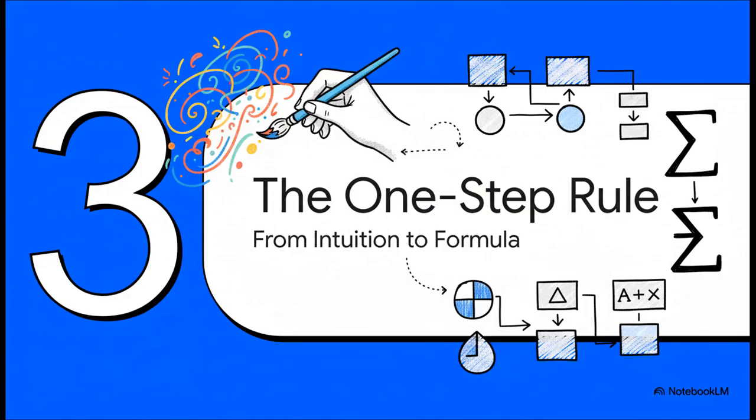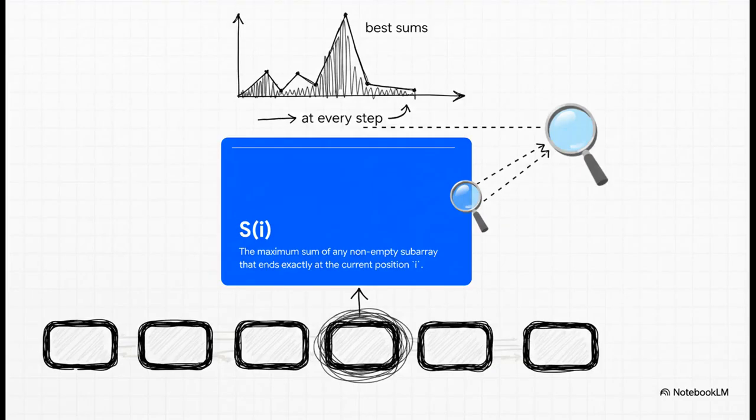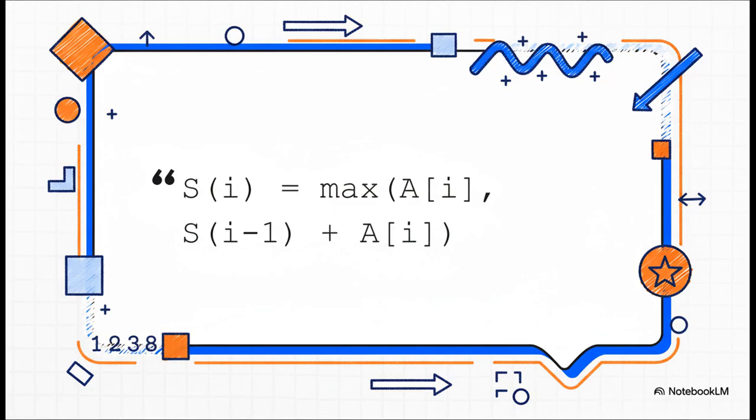So how does this painter's intuition, this gut feeling, turn into the elegant, formal rule that makes this algorithm so darn powerful? Let's go from that feeling to a formula. You see, to make this work, we only need to keep track of one key piece of info at every step. We'll call it S of I. Now, this isn't the best sum overall. It's simpler. It's just the best possible sum of a streak that has to end at the exact spot we're looking at right now. And there it is. That is the entire logic of Kadane's algorithm boiled down to one beautiful line. The best streak ending at our current spot, I, is just the bigger of two things.